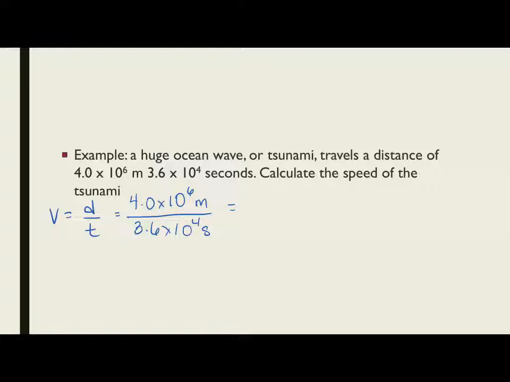Hopefully you know how to put scientific notation in on your calculator. So that gets us 111 meters per second. Now remember, another thing you've got to do in physics is pay attention to the significant digits. Here we have 2 and here we have 2, so our answer needs to also have 2. So I'm going to put that as 1.1 times 10 to the 2 meters per second, okay? If you need any more help with significant digits, things like that, how to put things into scientific notation, go back and look at those lessons again.